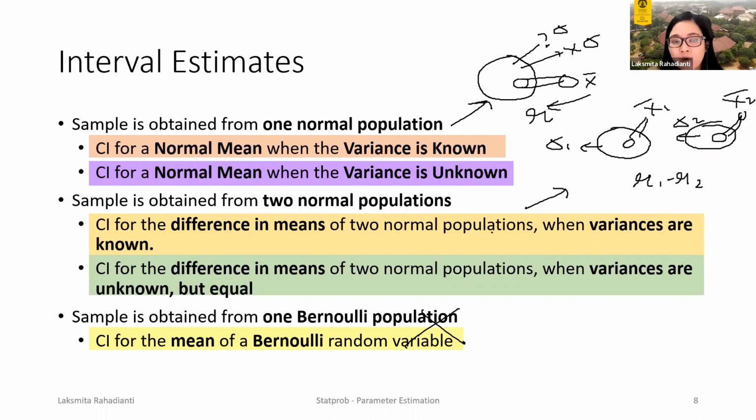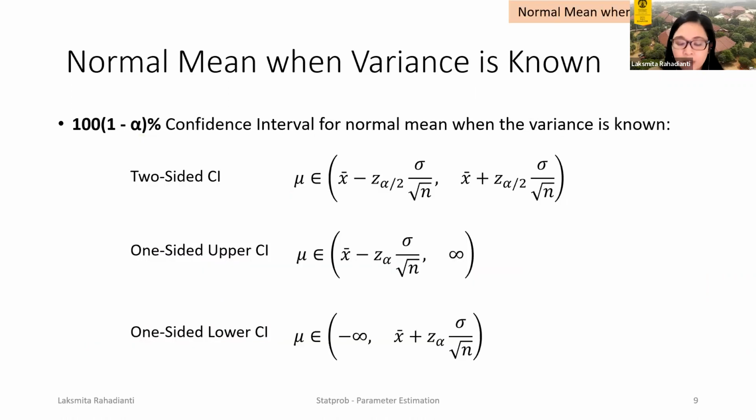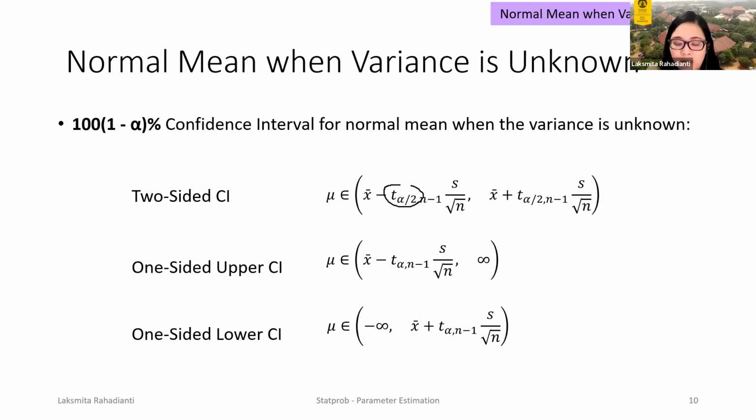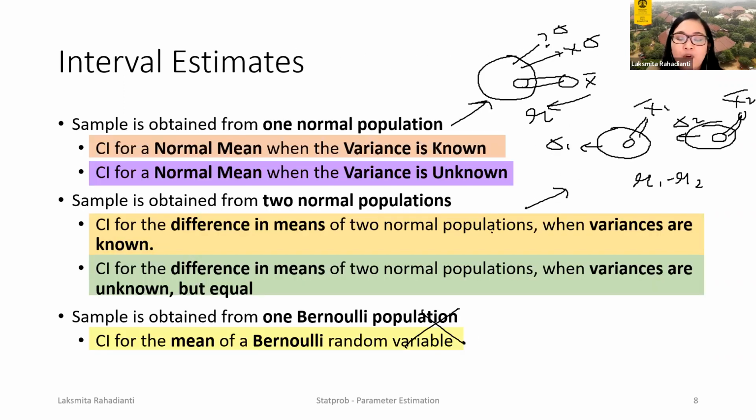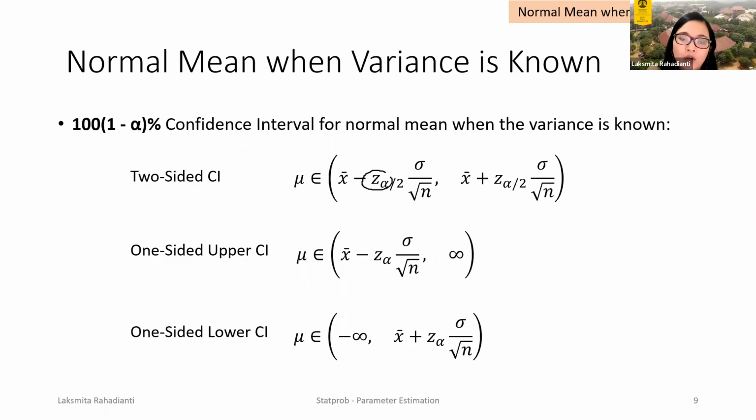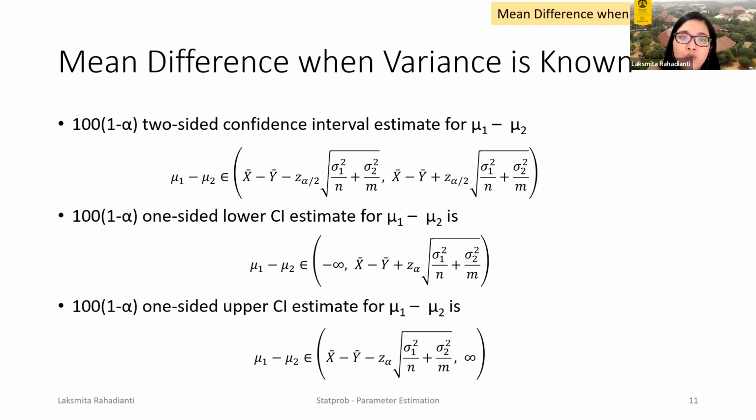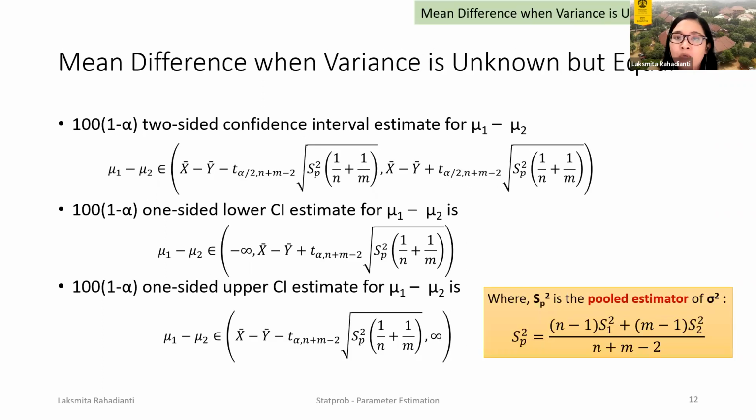So using these color codes, we have yellow, orange, purple for one population. We have a cheat sheet on how to compute it. Note that if you know the variance, you use your Z table. If you do not know the variance, you use your T table. Same case here for the yellow and the green color-coded ones. If you know the variance, then you use the Z table and the variance that you know. But if you do not know the variance, then you use the T table and you use an estimator of sigma.